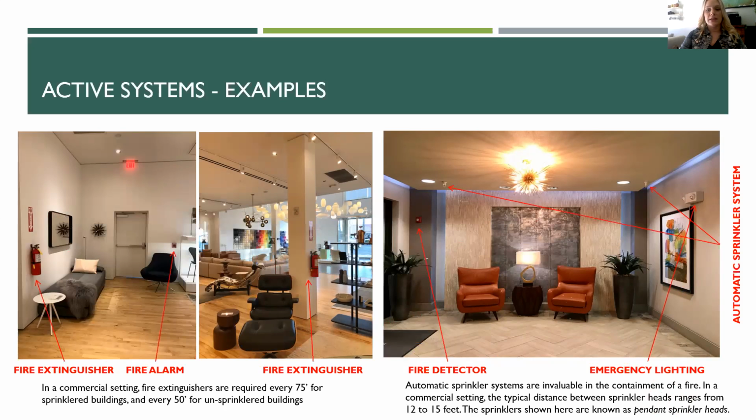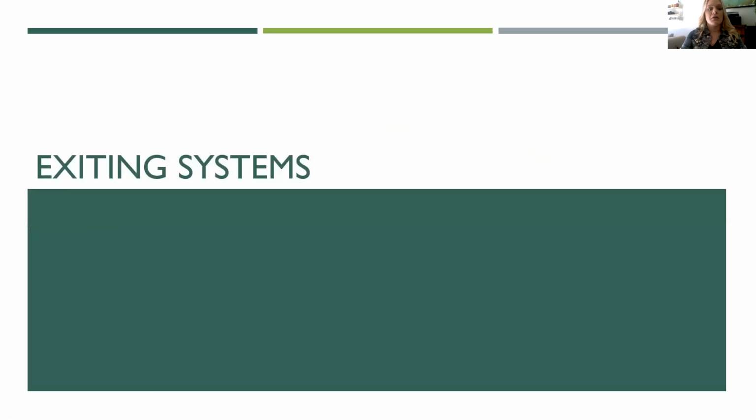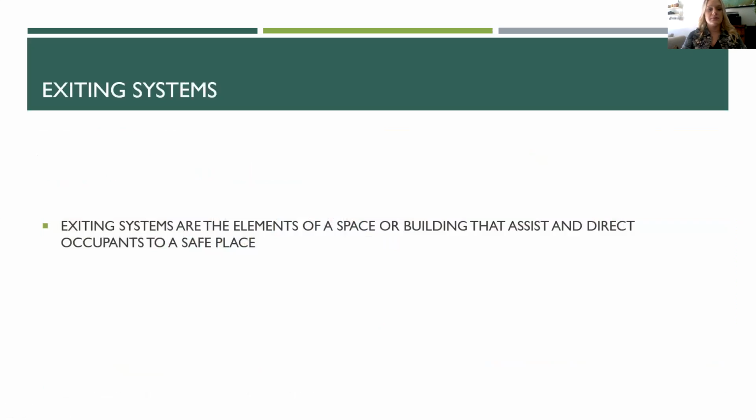That emergency lighting is something that would be activated in the instance that a fire alarm would go off. This is in case the building is going to lose power. This allows for ease of movement and means of egress throughout the building to ensure a safe exit for the building occupants. Now going into the exiting systems.